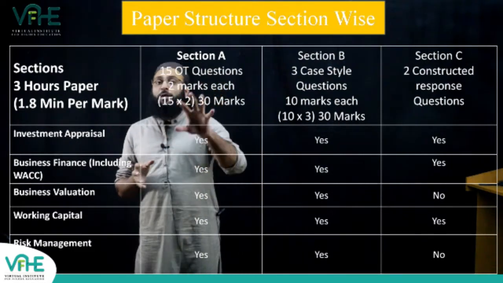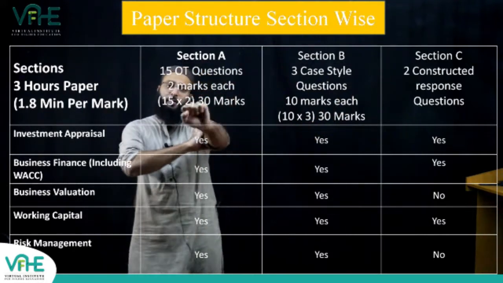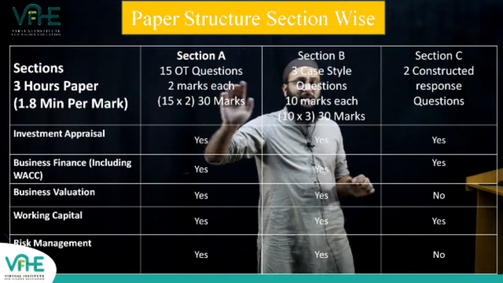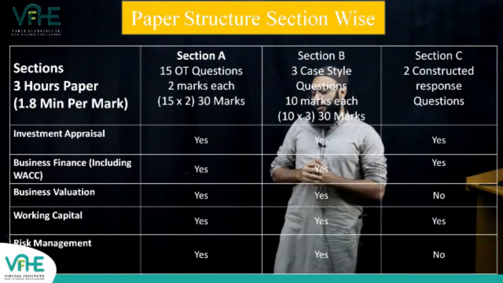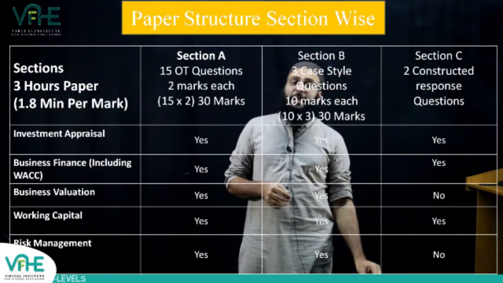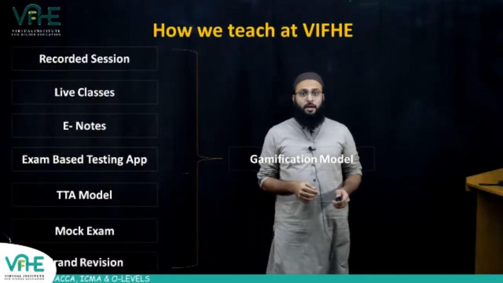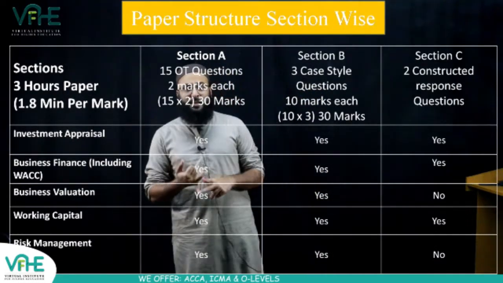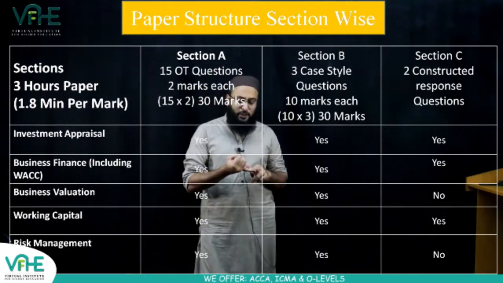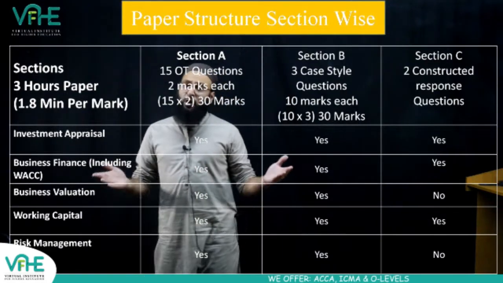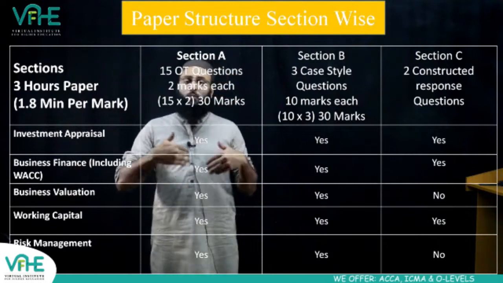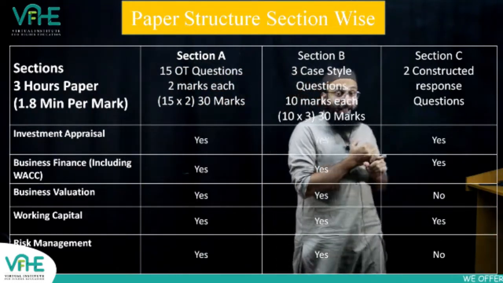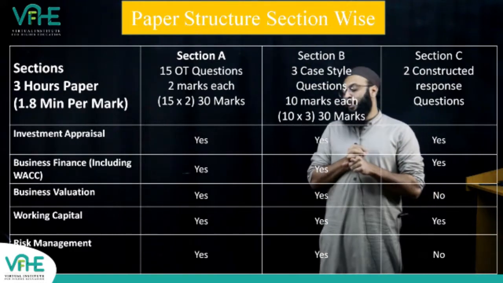There are three sections in your paper, with section A including 15 objective test questions, you know, OTs. There are seven types of OTs that are tested in your paper. So I'll just name them. The first is MCQ, and multiple response. You know what MCQ is, and multiple response means more than one correct answer. Then fill in the blank, a calculative OT.